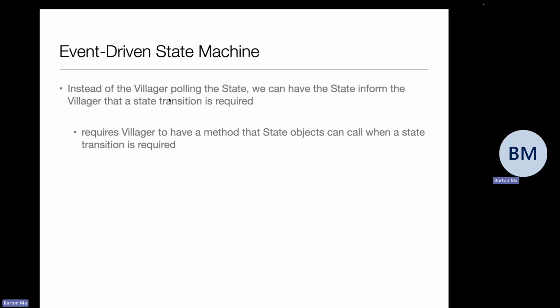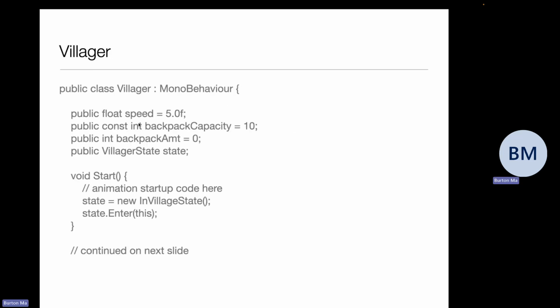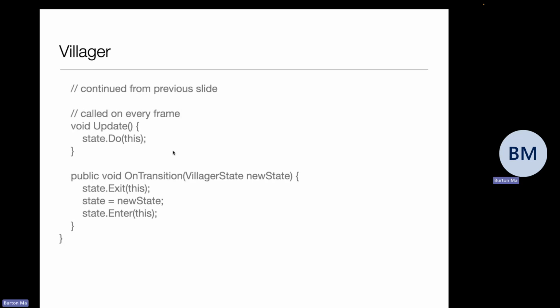If you want to do this, your villager needs a method that lets the state objects call the villager and tell it, hey, the state has changed, right? So add a method to your villager class that the state objects can call when the states want to transition. It's not hard to do. Everything's the same here. You're still holding the state as one of your fields.